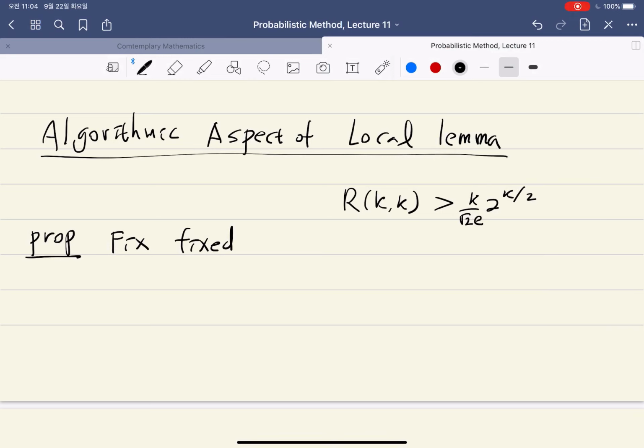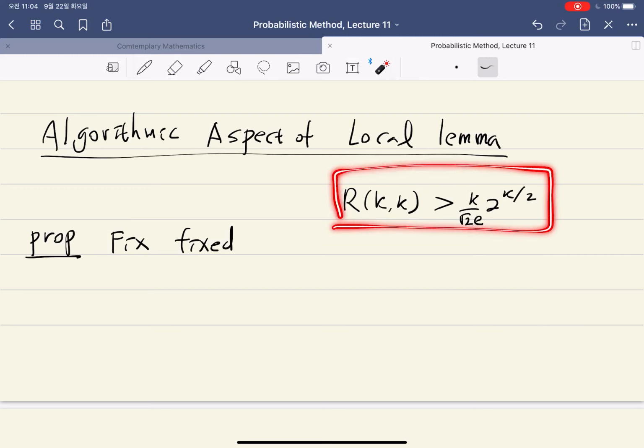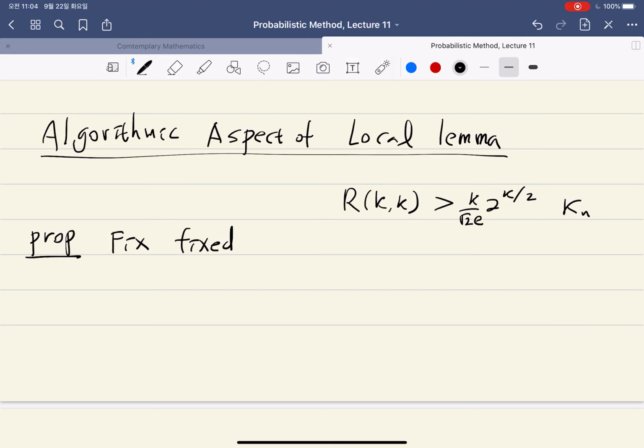Anyway, so how did we prove this? How we proved this was we considered a random coloring of the edges of the complete graph on n vertices. And then we just show that with positive probability, there is no monochromatic clique of size k in there. That shows the existence of such a coloring. But if you want to actually find one such coloring, how can we do it? We can actually do it by the following way of converting the proof into an algorithm.